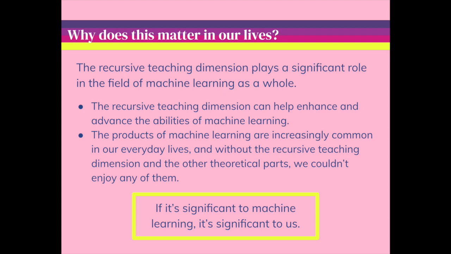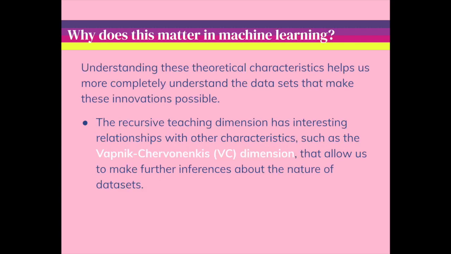It's a lot easier for a machine to perform a task if it knows beforehand how hard that task is going to be. The products of machine learning that we saw, Amazon's recommended for you list, Netflix's percent match rating, they're all increasingly common in our everyday lives. And without the recursive teaching dimension and the other theoretical parts of machine learning, we wouldn't be able to enjoy any of them. So, long story short, if it's significant to machine learning, it's significant to us. Understanding theoretical components of datasets, like the teaching dimension or the recursive teaching dimension, allows us to better understand the data as a whole, which is always useful.